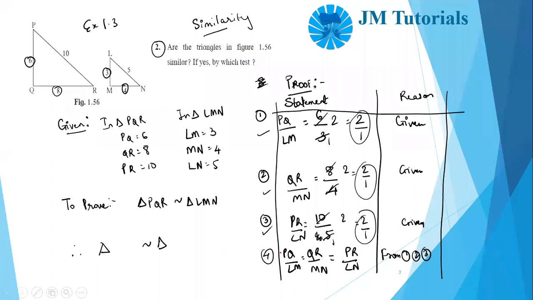See, PQ I took with LM. PQ के ऑपोजिट में क्या है? कौन सा एंगल है? R. So R. LM के साथ लिया ना मैंने, LM के साथ. तो LM के ऑपोजिट में क्या है? N. उसके बाद QR के ऑपोजिट में क्या है? P. अब QR के साथ मैंने क्या लिया? MN. तो MN के ऑपोजिट में क्या रहेगा? L. अभी इधर Q बचा, इधर M बचा.